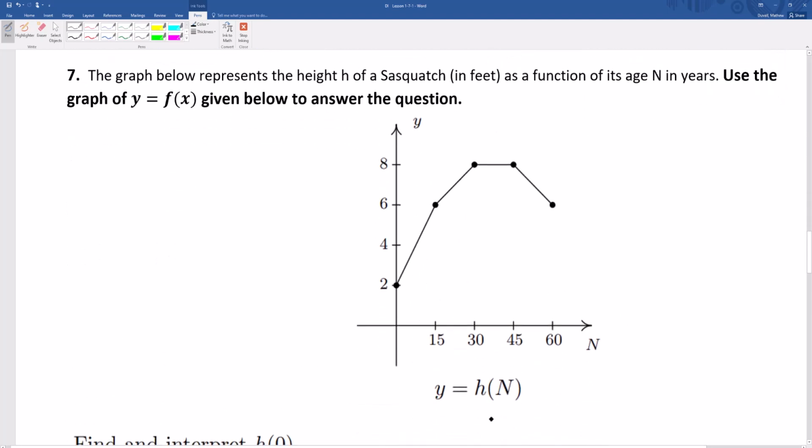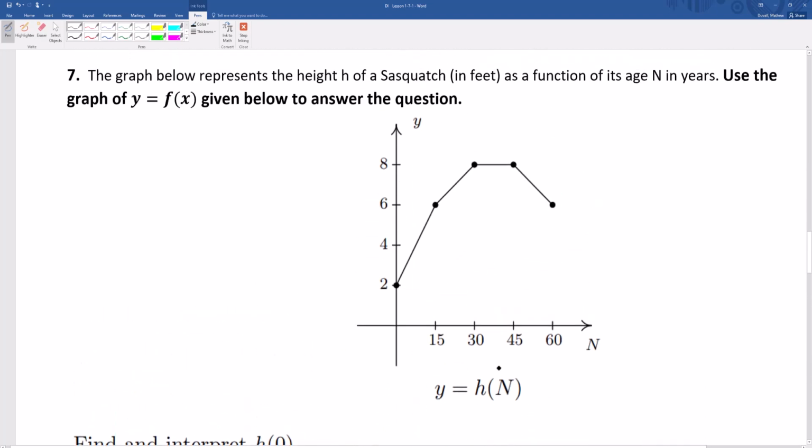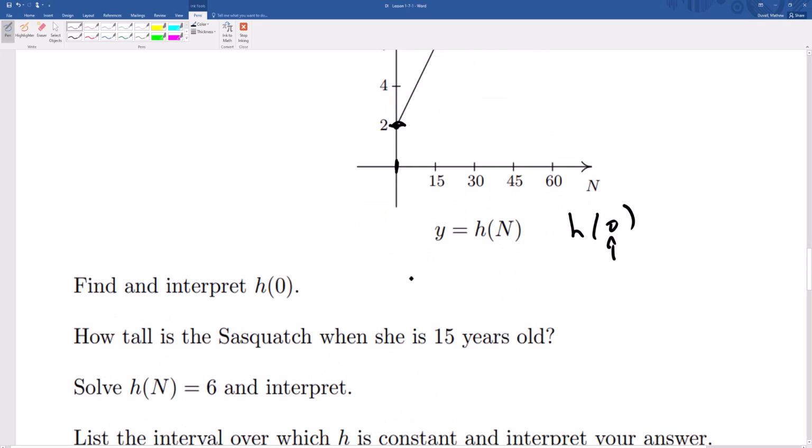The graph below represents the height h of a Sasquatch in feet as a function of its age, n in years. Use the graph, should say h of n, given below. But use this graph basically to answer the question. So find and interpret h of 0. So here's 0. H of 0, I'm plugging in 0. So that means that the height is going to be 2 feet. So you're born, right? When you're just born, you're going to be 2 feet tall.